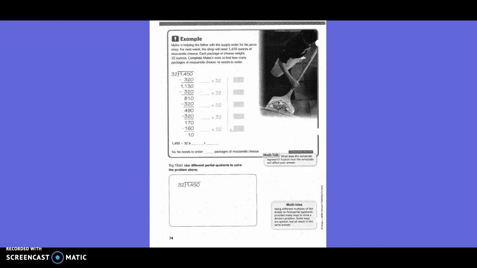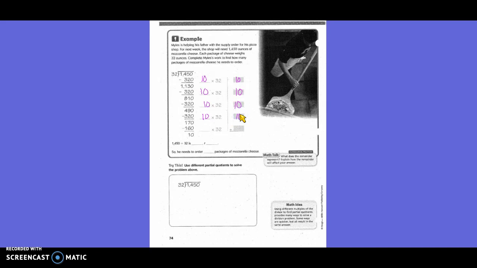So he took 32 times what? To get 320, guys. 10. So if I write 10 there, I write 10 over here. He took 32 times 10 and subtracted and got 810. He took 32 times 10 and got 320 and then subtracted it and got 490. He took 32 times 10 and got 320, subtracted it and had 170 left over.